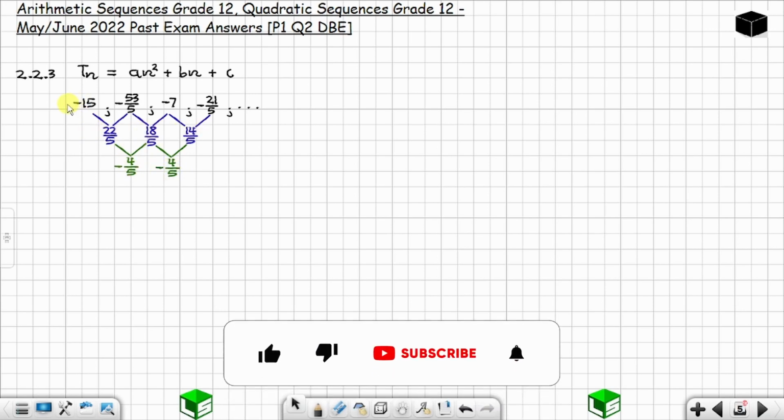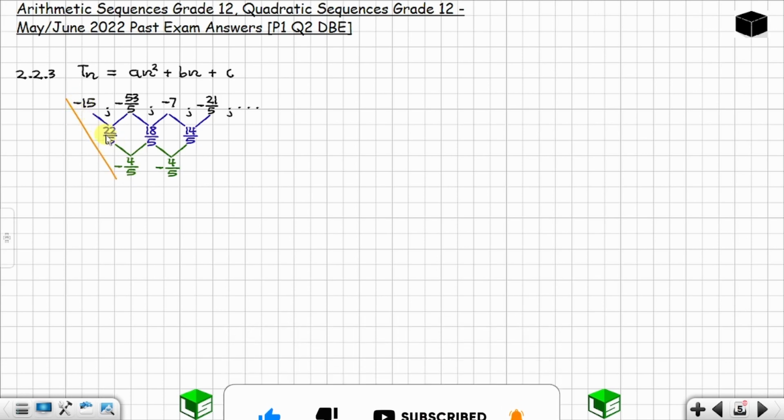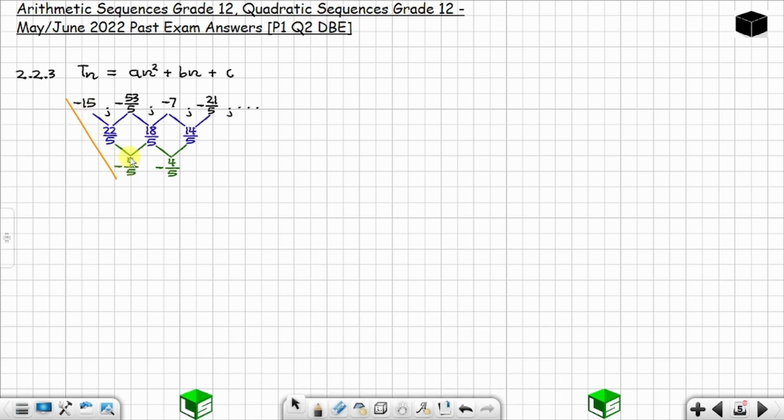Now use the numbers in the diagonal: negative 15, 22 over 5, and negative 4 over 5. Use them to get your A, B, and C. So you know this is equal to 2A. So 2A is equal to this, and what is your A when you divide by 2 on both sides? A is equal to negative 2 over 5.